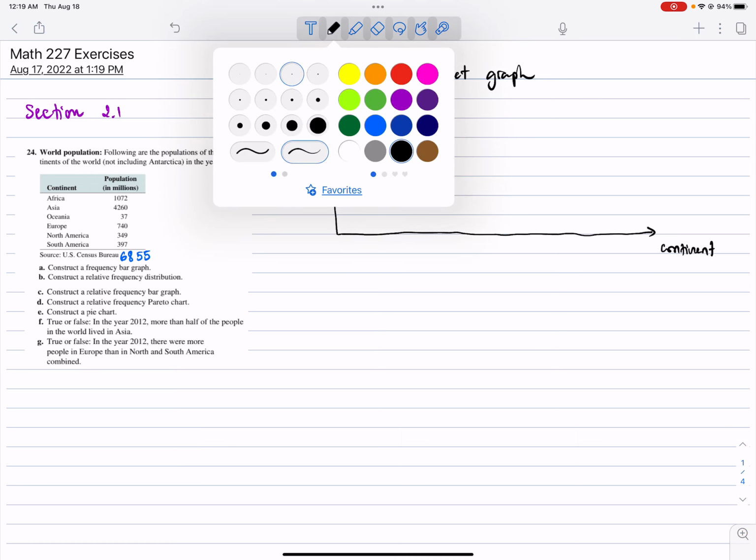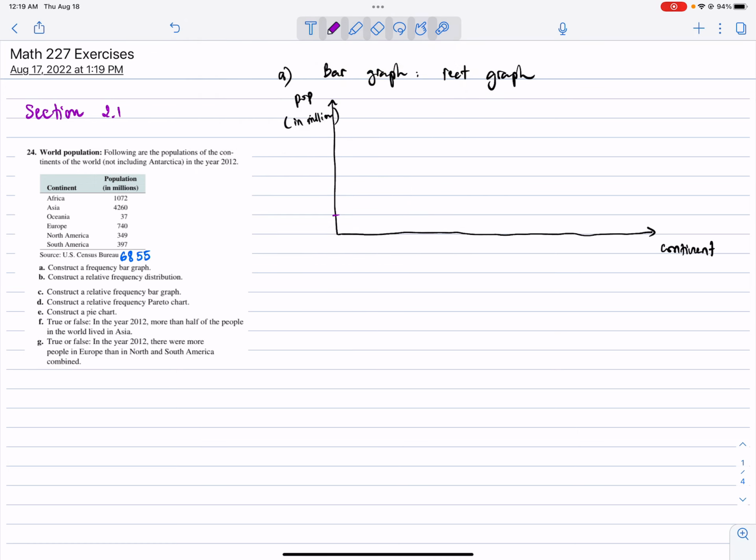So we want to make the numbers. You look at the numbers right here. This is for 1,000. The maximum is 4,000. So we probably make 1,000 in here, 2,000, 3,000, and then 4,000. Then the first one, Africa. Africa is 1,000. So it's like this. And we label this as Africa.